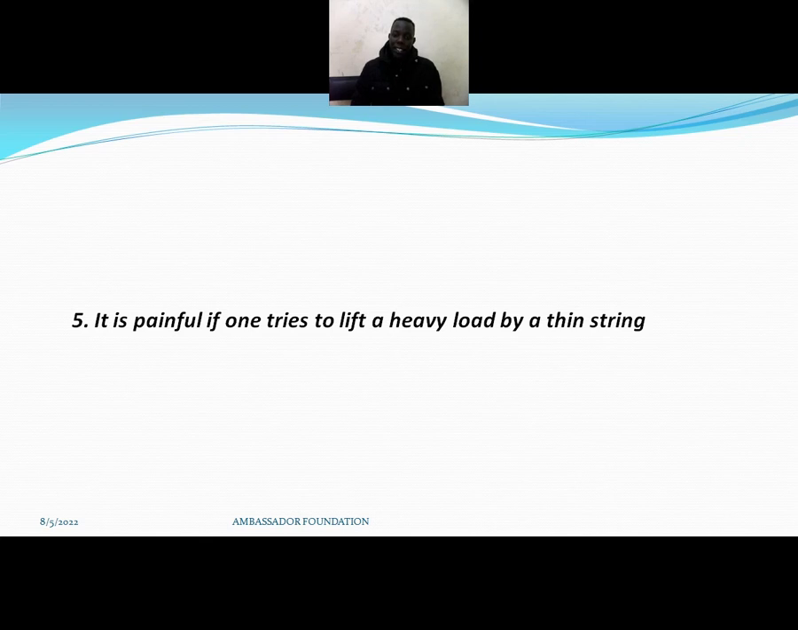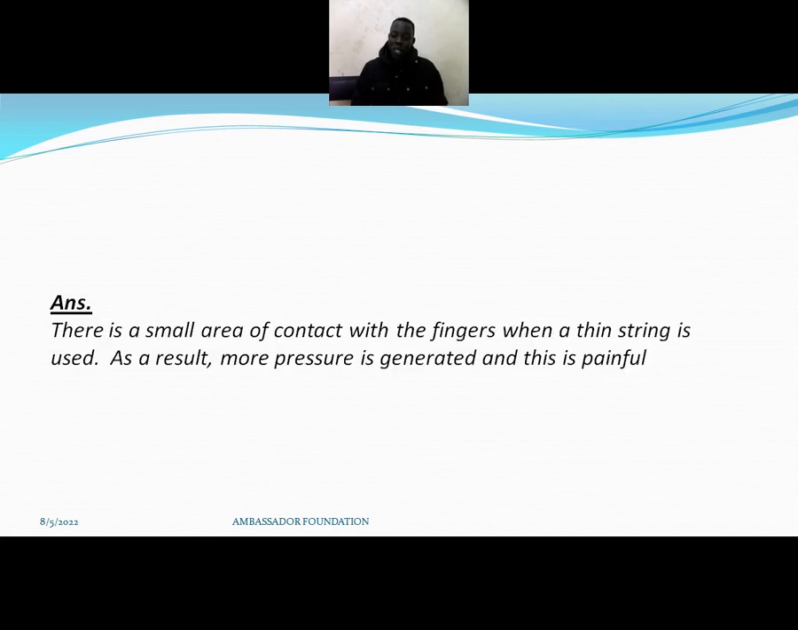The thin string applies a greater pressure because the area of contact between the string and your hand is so small. That's why you are feeling the pain. So there is a small area of contact with the fingers when a thin string is used. As a result, more pressure is generated, and this is painful.